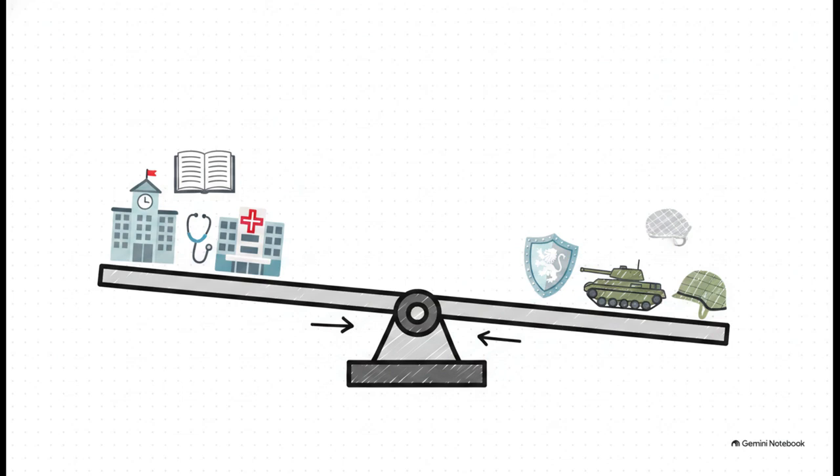If we allocate our limited human and physical resources to build, say, more schools and hospitals, it inherently means we have fewer resources left over for military tanks and defenses. The materials and the labor have to come from somewhere, right? Every single decision to produce more of one thing is, by definition, a decision to produce less of another.